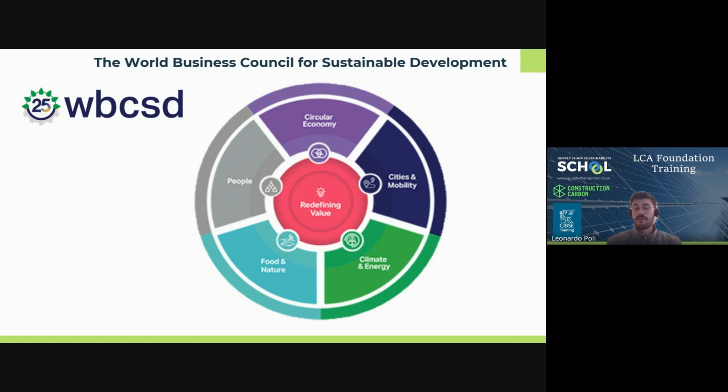They specifically reference the circular economy, climate and energy, and redefining values. The WBCSD targets the realization of Sustainable Development Goals, so SDGs, through 6 work programs. You can see those in the diagram to achieve systems collaboration.